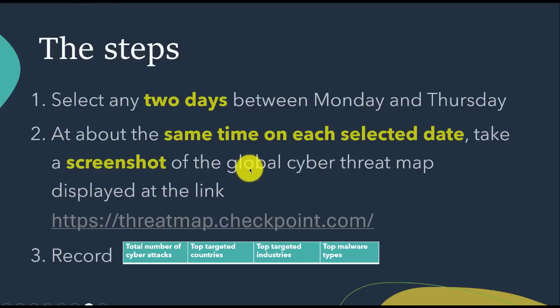You take a screenshot of the global cyber threat map displayed at the link. Where is that one? I'm going to show you in a minute. And then you record the total number of cyber attacks on that day, the top targeted countries, the top targeted industries, the top malware types, and then you write up, discuss the results and reach some conclusion. So let's do it. This is the link we are going to go to, that you'll go to.